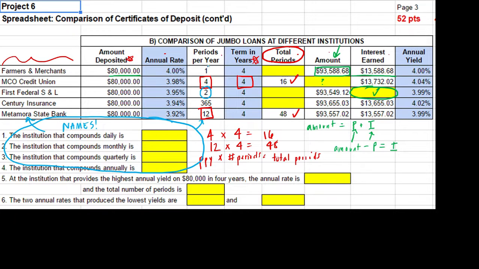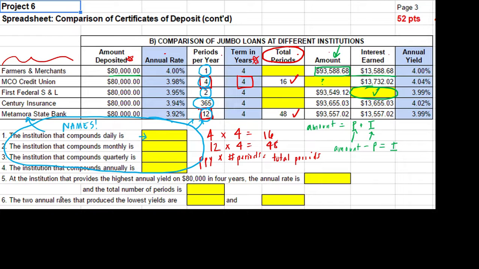What does it mean if I compound once a year, 4 times a year, 365 times a year, or 12 times a year? Okay? So the institution that compounds daily is, go look at this chart, find the number that signifies that they're compounding daily, and then the answer you write here is the name of the institution that does it. And that's the same with numbers 2, 3, and 4.